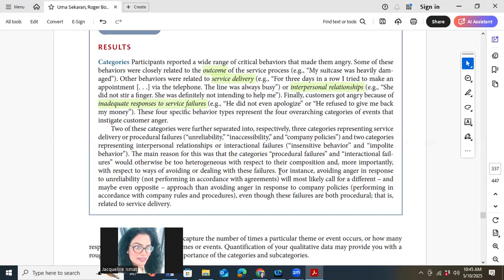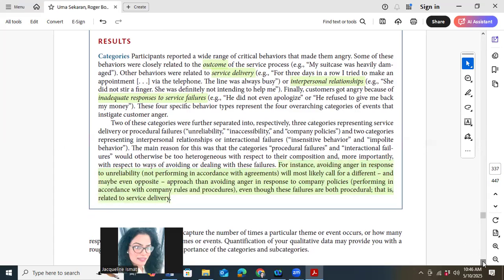For instance, avoiding anger in response to unreliability, you most likely call for a different and maybe even opposite approach than avoiding anger in response to company policies. राइट, ठीक है. जहाँ आपको लगता है कि किसी भी इवेंट के मल्टीपल वजूहत हो सकती हैं, वहाँ पर हम सब कैटेगरीज को बना सकते हैं.